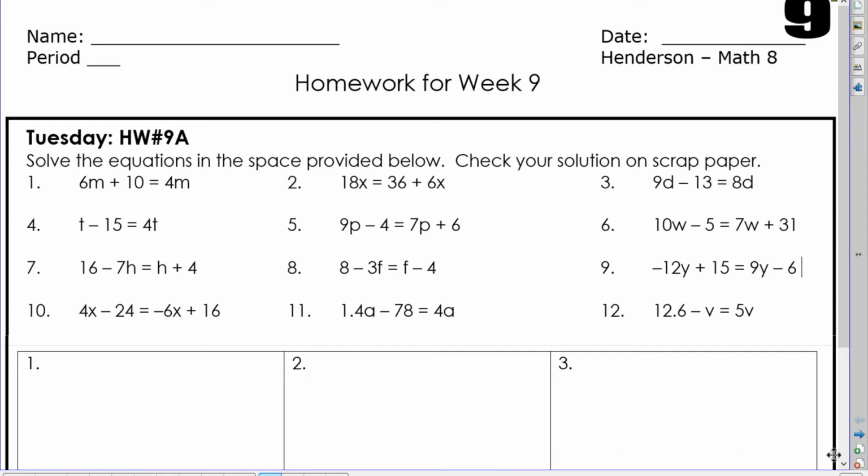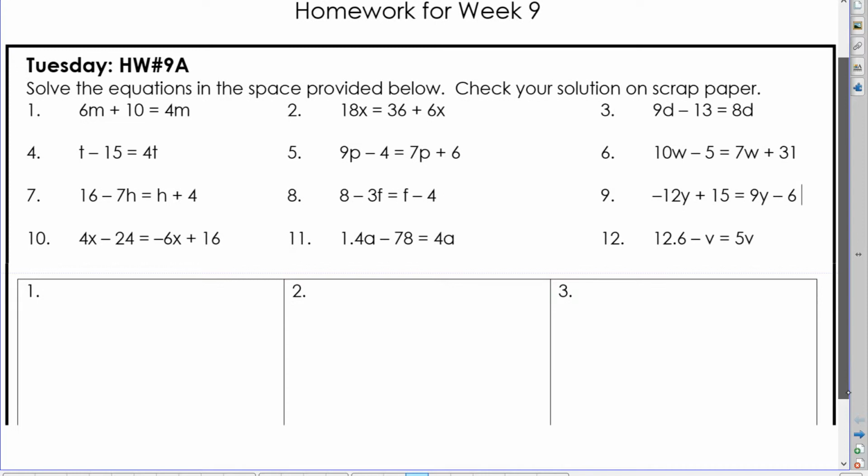Okay, this tutorial will help you complete the questions on homework number 9. So let's get started. The first box here has actually 12 equations that you're asked to solve. There isn't enough space to show your work underneath these questions, so you're going to show your work in each of these boxes down below. For this video, I'll just work out each question in these boxes here, and then I'll clear the screen.